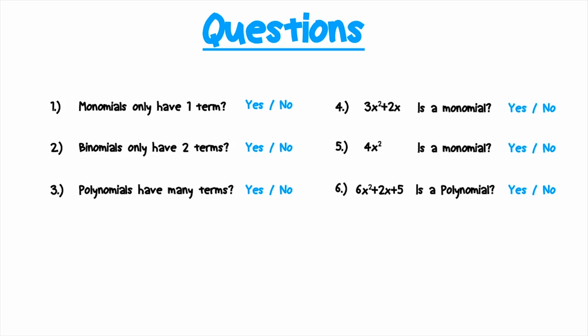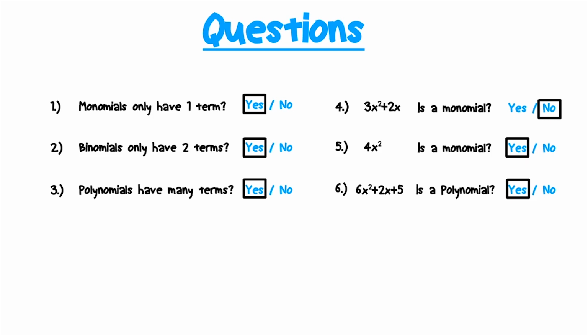3x squared plus 2x is a monomial. Now there are going to be some tricky questions, trick questions. Okay, so 4x squared is a monomial. Last one: 6x squared plus 2x plus 5 is a polynomial. Once you've done all those, I'll move on to the answers.